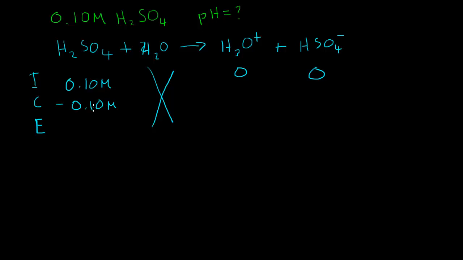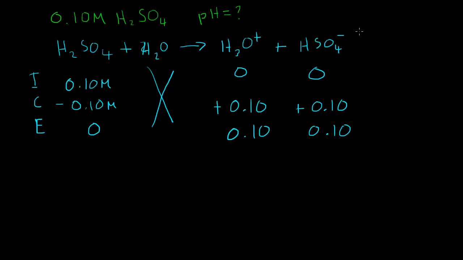And so if it's minus 0.10 molar here, then because it's 1-to-1 stoichiometry, if we lose a tenth of a mole per liter over here, we're going to gain a tenth of a mole per liter over here. So our plus x, well, we know what x is, it's 0.1. So we get plus x for both of these, plus 0.1. All right, so then we add down the column. We have no H2SO4 left. We have 0.1 mole per liter of hydronium and 0.1 mole per liter of hydrogen sulfate. Okay, so that's the first step.